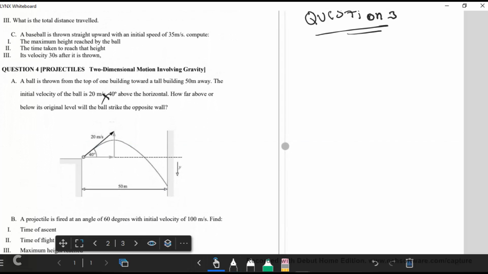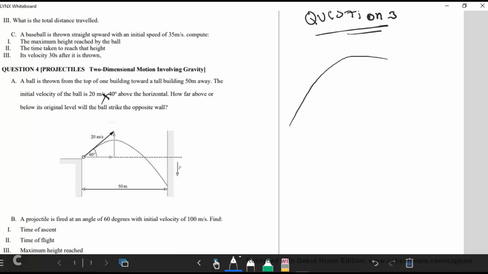Question 3C. They are saying that a basketball is thrown straight upward with an initial speed. So the basketball was thrown upwards, with a speed of 5 meters per second. I want you to look at this: at the maximum height, from there up to here, the final velocity is 0.